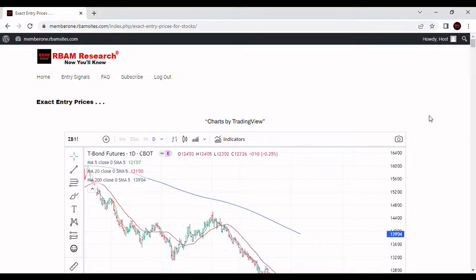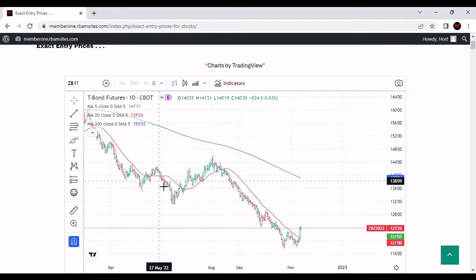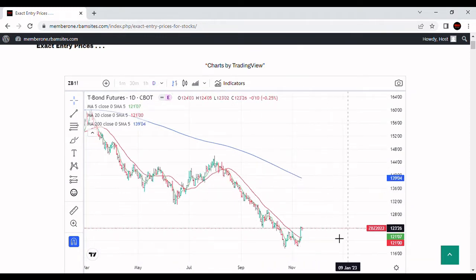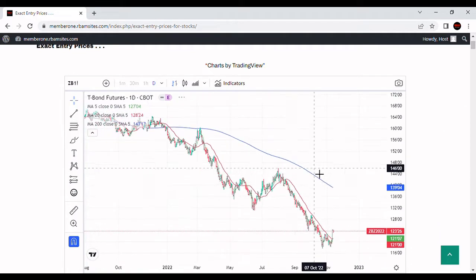We're going to do a video on T-bond futures. We have a daily chart here of the Chicago Board of Trade T-bond futures contract for December. This is a daily chart with a 200-day moving average in blue, a 5-day moving average in green, and a 20-day moving average in red. Let's take a look at this chart real quick.